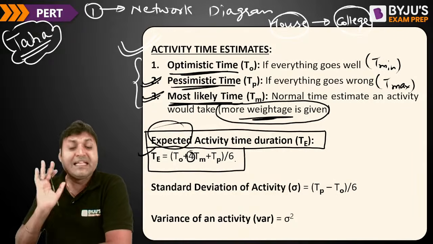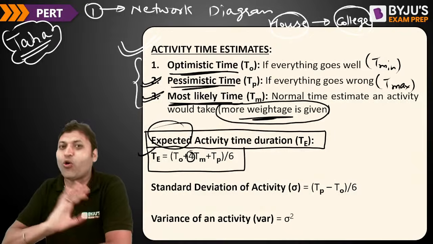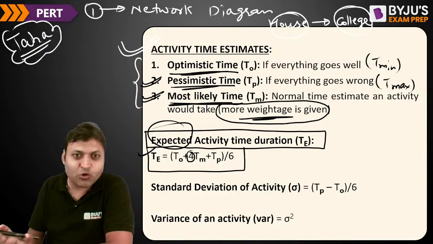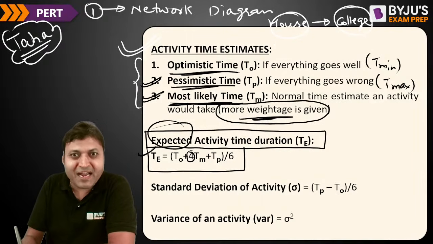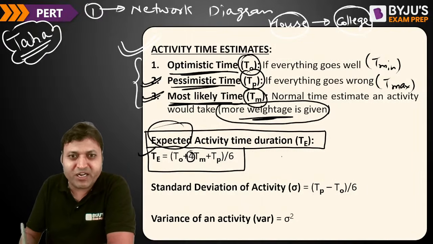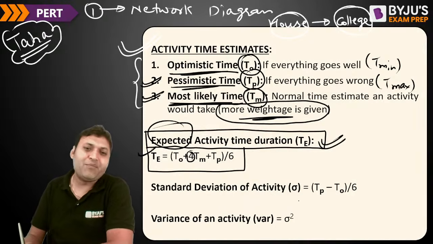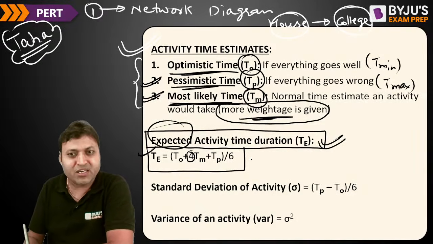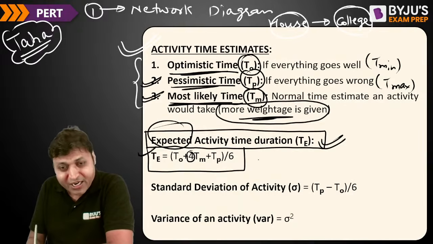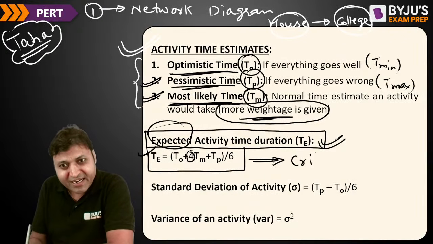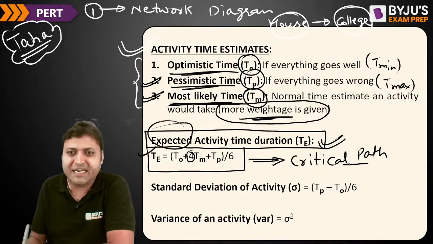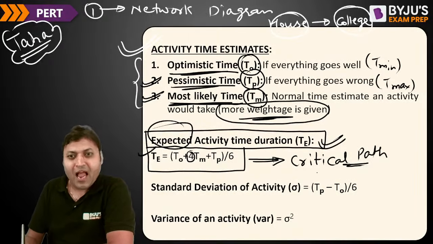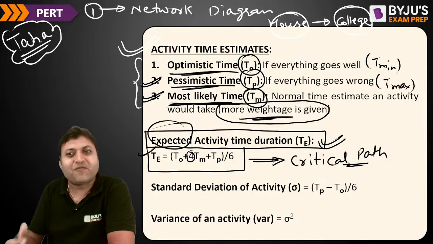All right. In CPM, the time durations are already mentioned, so there is no need to calculate the expected activity time duration. But in PERT, you will find three time estimates and you need to find the expected activity time duration using this formula. Then you can find the critical path using this expected time duration, and from the critical path you will be able to find the critical activities and the project completion time.